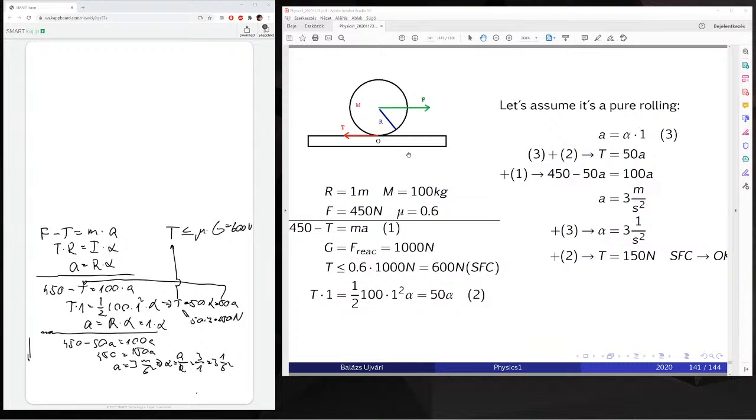So the question, when it's pure rotation, is whether 150 is smaller than 600. The answer is yes, so the pure rotation condition is true. We can go further, but right now we more or less finished. So we know that a equals 3 meter per second squared, the angular acceleration is 3, 1 over s squared, and the friction is 150 Newton.